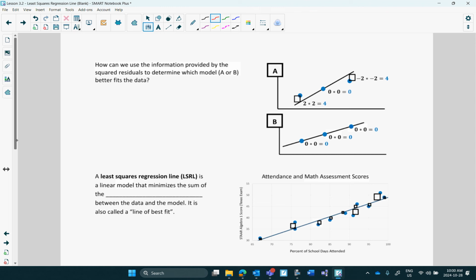Well, it depends on how the dots are formed. Obviously we want the data value dots to be as close to the line as possible, right? That means we've got a good line, okay? But how do we do that?